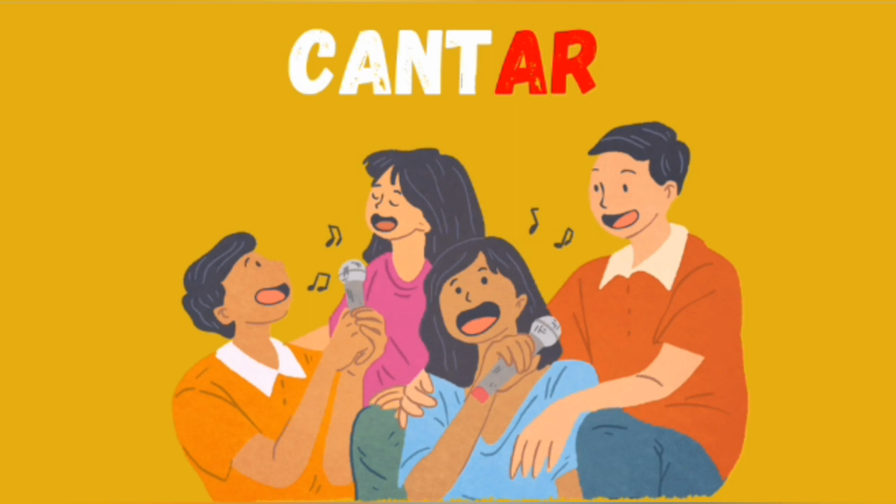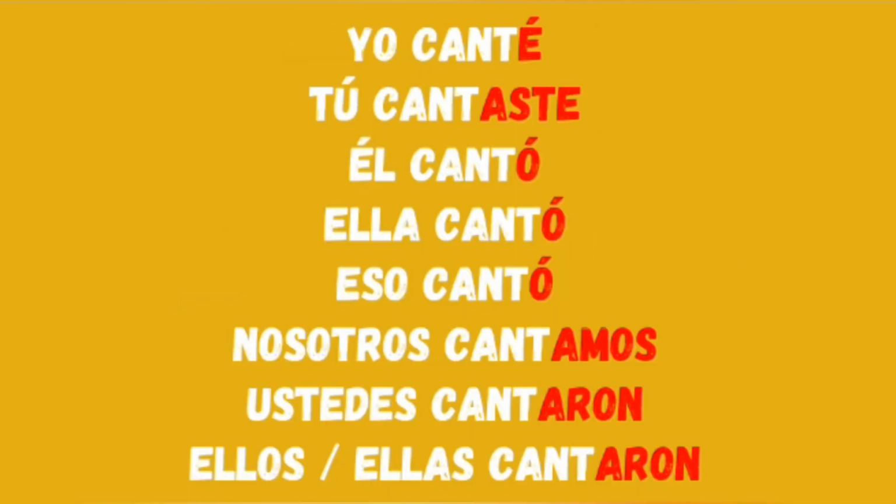Now I have this verb to sing. Okay, to sing means in Spanish, cantar. Let's see how you have to conjugate this in the indefinite past. Okay, so if you want to say I sang, you have to say yo canté. If you want to say you sang, you have to say tú cantaste.